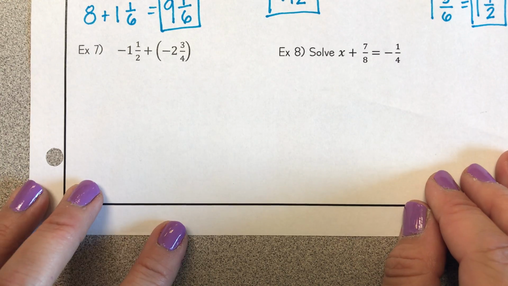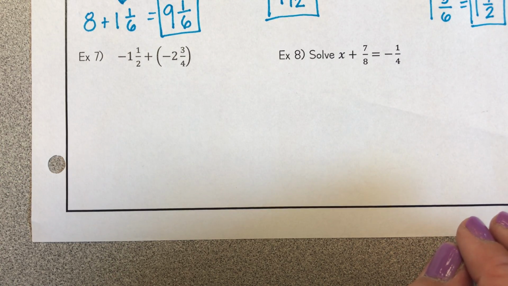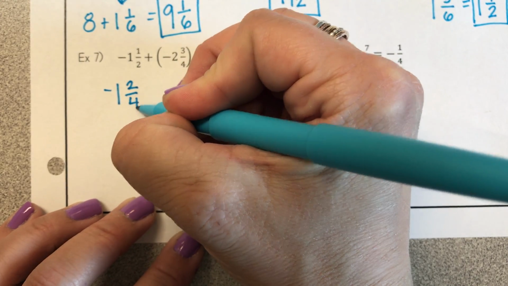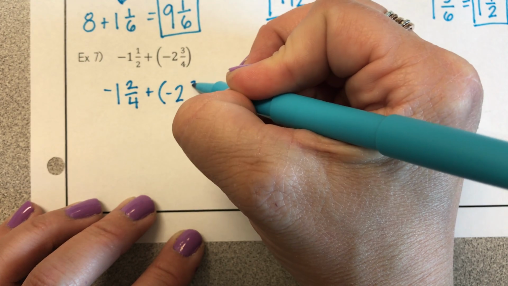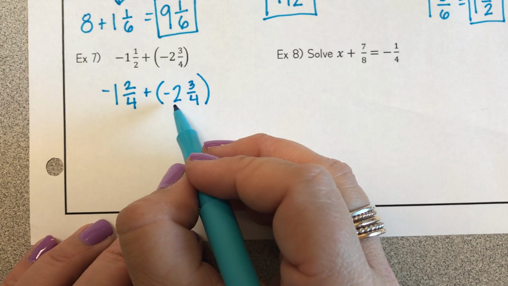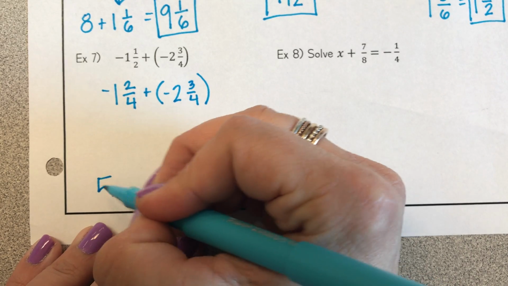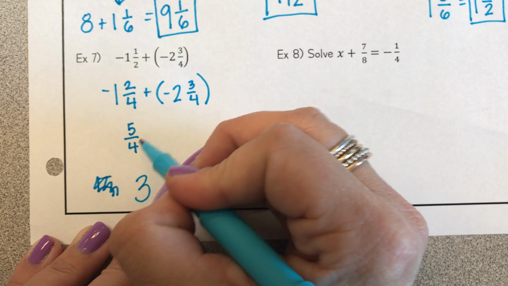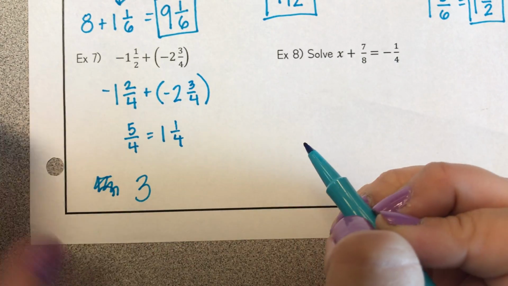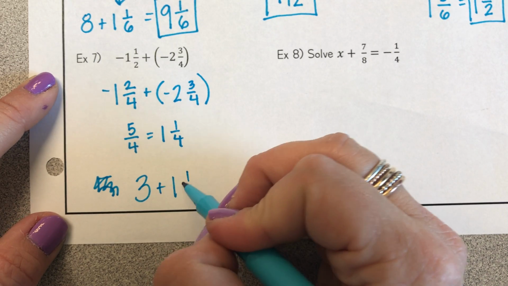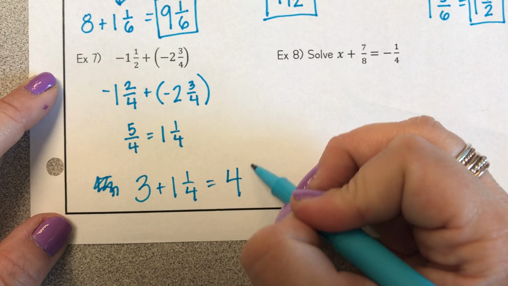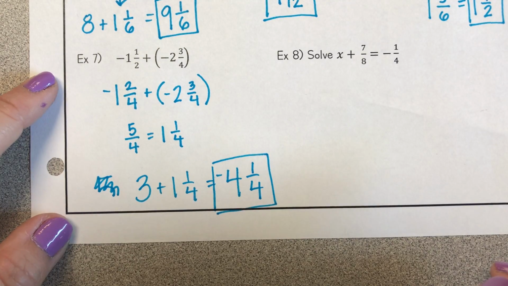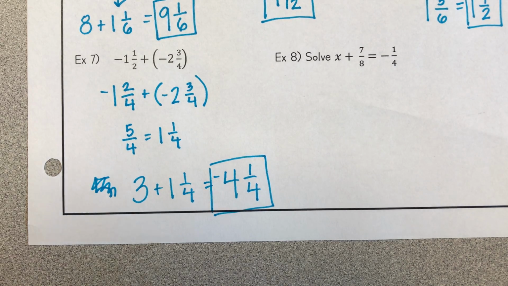Okay, over here we're adding together two negatives. So they're same sign, add and keep. So they still need a common denominator. So negative 1 and 2/4 plus negative 2 and 3/4. So when I add together the whole numbers, I get 3. And then 2/4 plus 3/4 would be 5/4. Well, that's the same thing as 1 and 1/4. So 3 plus 1 and 1/4 is 4 and 1/4. And it would be negative because it's a negative plus a negative. So I'm just making it a bigger negative.